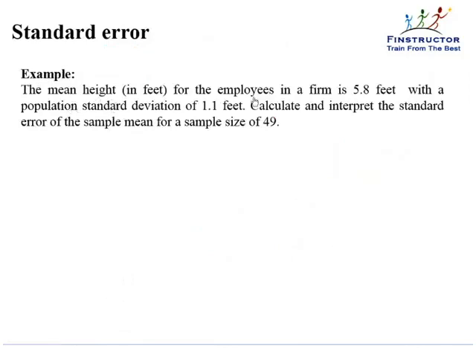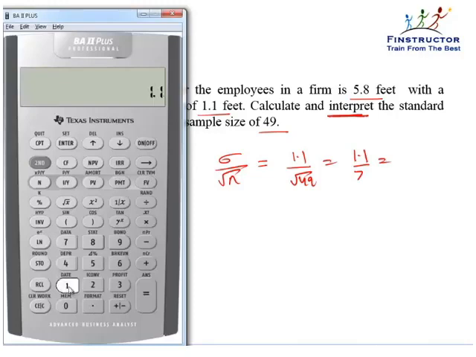The mean height for the employees in a firm is 5.8 feet with a population standard deviation of 1.1 feet. Calculate, and very importantly, interpret the standard error of the sample mean for a size of 49. So first, let's do the calculation. The standard error calculation is simple. It is the standard deviation of the population upon square root of n. Standard deviation of the population is 1.1 and n is 49. So it will be 1.1 upon square root of 49. That is 1.1 upon 7, which comes out to be 0.157.